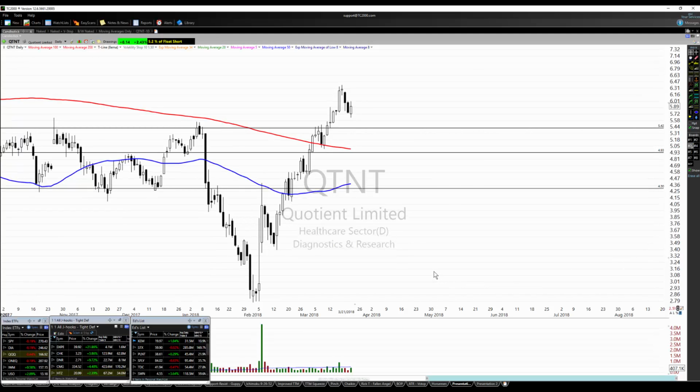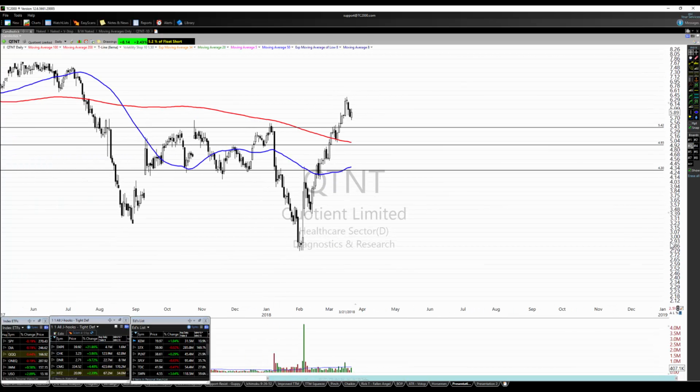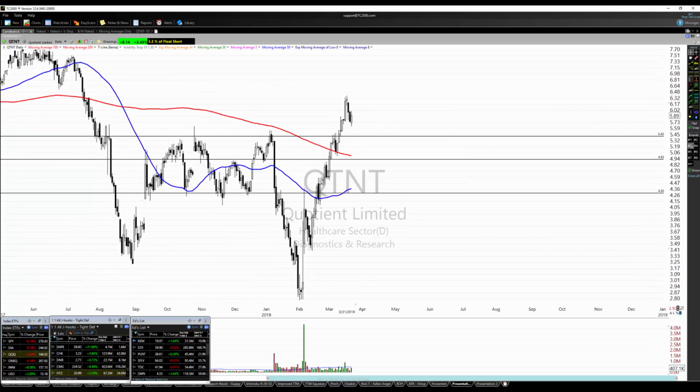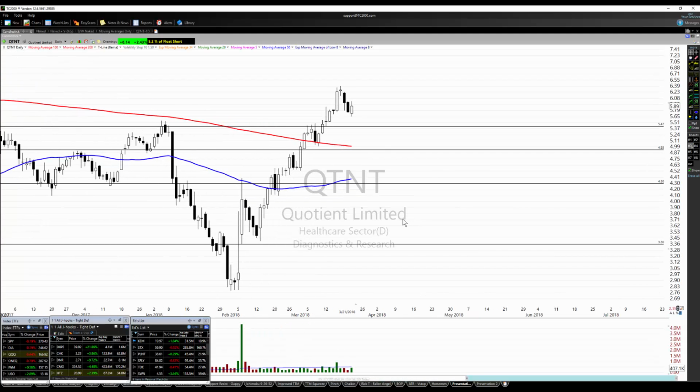Did I change charts? What happened? QTNT? I don't think all the lines are showing up here, but when I change time frames. I guess the first thing that I would ask, maybe I just come up into here.